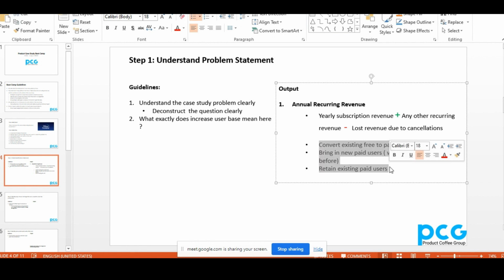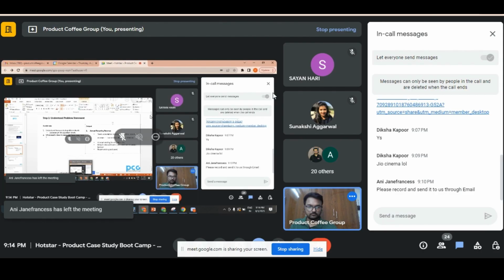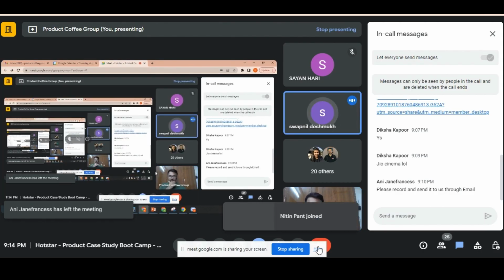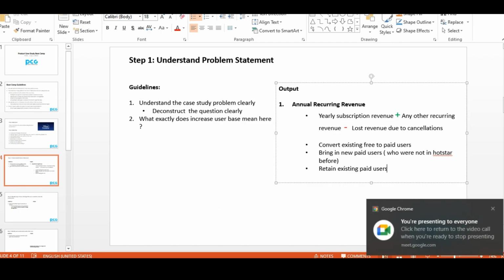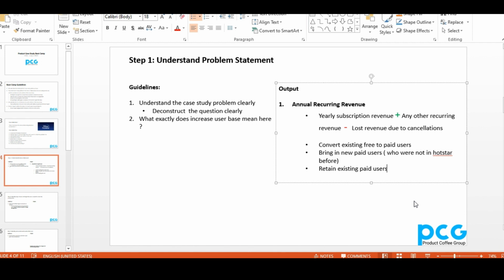So any other inputs you guys have before I hand it over to Anurag? I think upgrading the existing paid users to higher paying subscription plans, because there may be different subscription plans, right? Yes, that is a very good point. So basically, there are different tiers of paid subscription. You move the paid user from one tier to a higher level. Exactly, very good input.